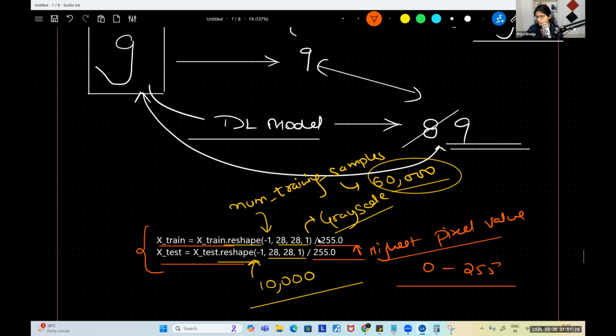Is this clear to everyone now? -1 by default will take the total count of the number of samples. So instead of writing -1, if you write 60,000 also, that will work fine.